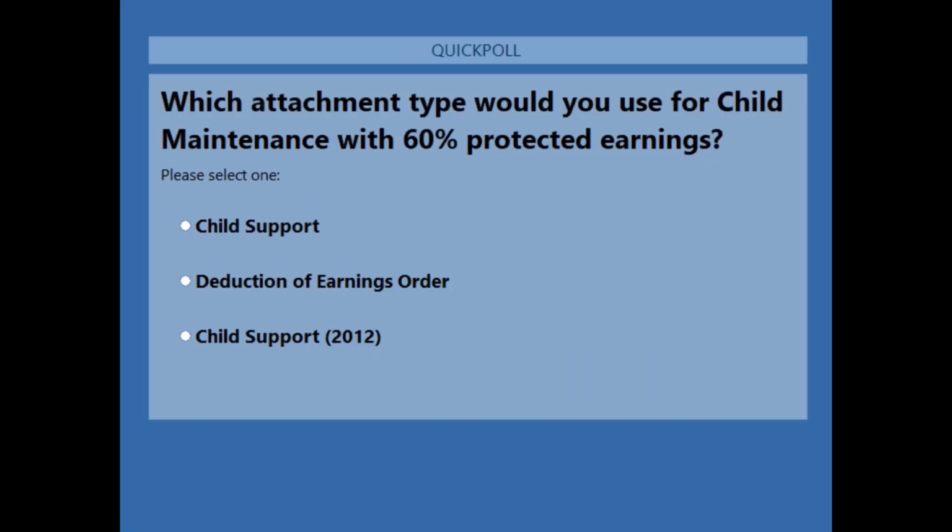Which attachment type would you use for a child support attachment where there are 60% protected earnings? Would you choose the category child support? Would you choose the category deduction of earnings order? Or would you choose the category child support 2012? So you received an attachment order, it's for child maintenance, it's given you the normal deduction rate, and it's told you it's a 60% protected earnings proportion. Which of those three attachment types would you set up?